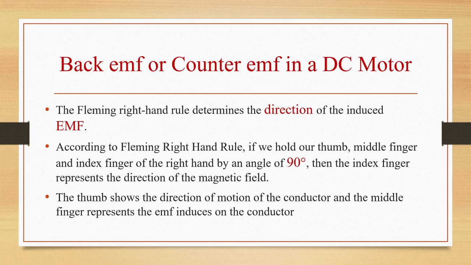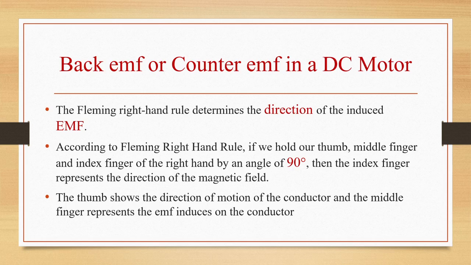According to Fleming's right hand rule, if we hold our thumb, middle finger and index finger of right hand at an angle of 90 degrees, then index finger represents direction of magnetic field. Thumb will show the direction of motion of conductor. Middle finger represents the EMF induced in the conductor. That is, after motoring action, generating action is taking place inside the DC motor. So motor converts electrical to mechanical, that is motoring action.